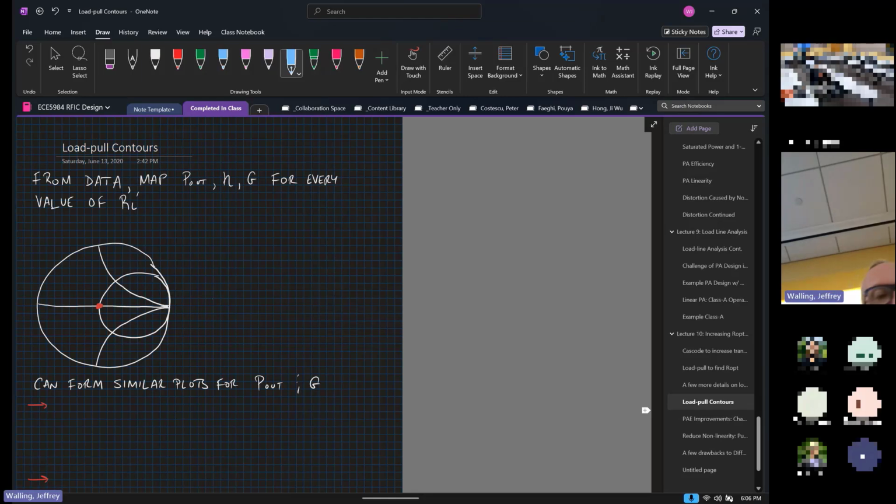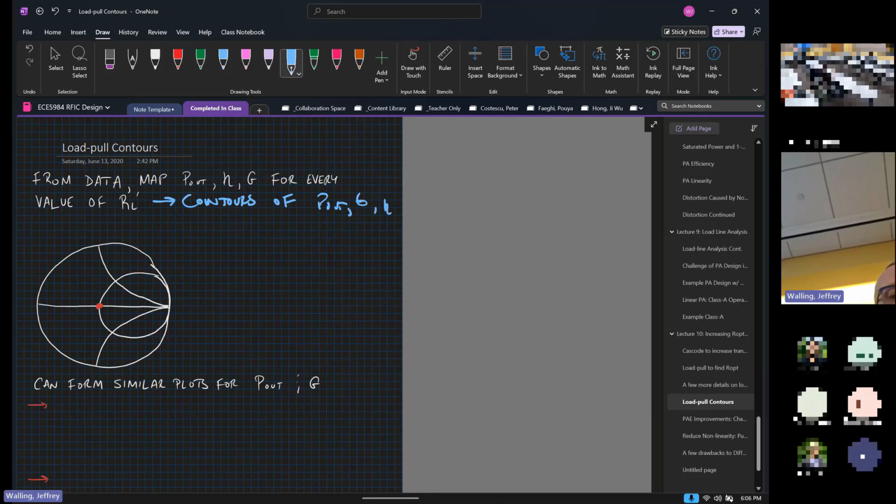All right, so this is just kind of a repeat of what I was saying before. From the data, we're going to map the output power, efficiency, and gain for every value of RL, and we're going to get contours of P out, gain, and efficiency, and those don't always line up.